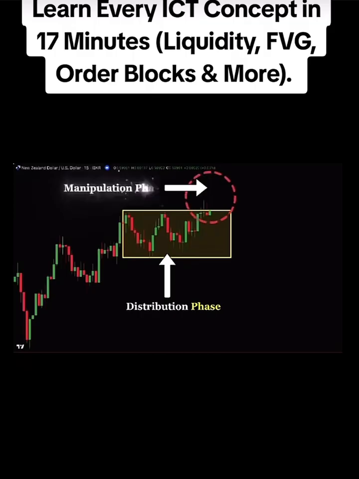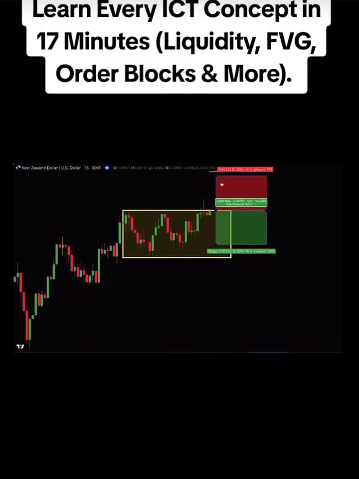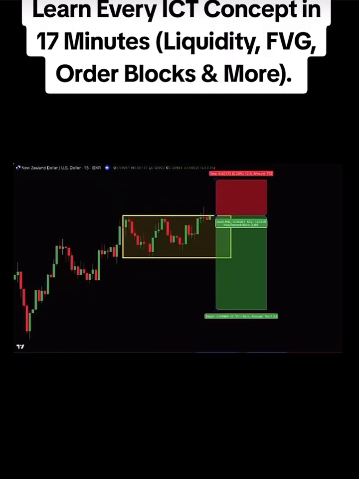Then comes manipulation. Price breaks above resistance, triggering breakout buys and stop losses from sellers. Watch closely. If price closes back inside the range after that breakout, that's your signal. It's a liquidity sweep, not a true breakout. Your entry is on the close of the candle that returns inside the range.